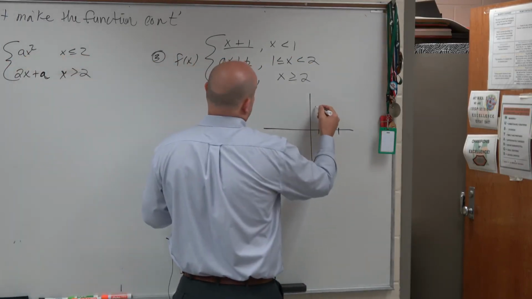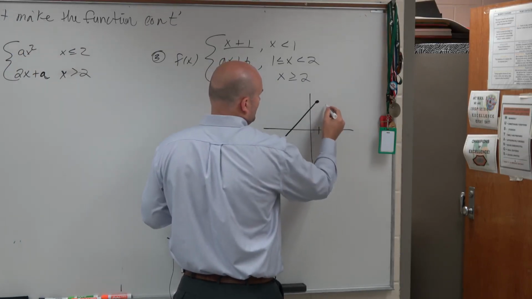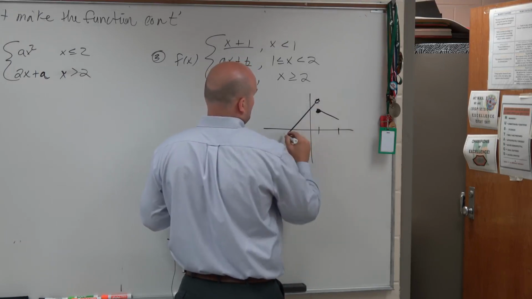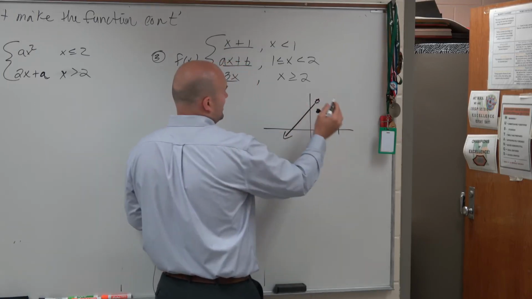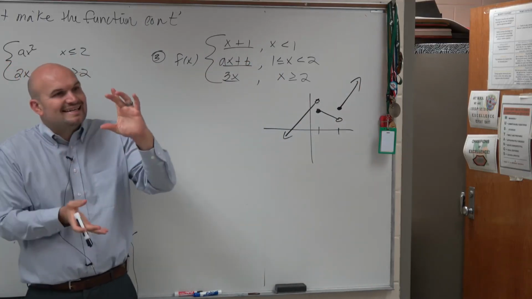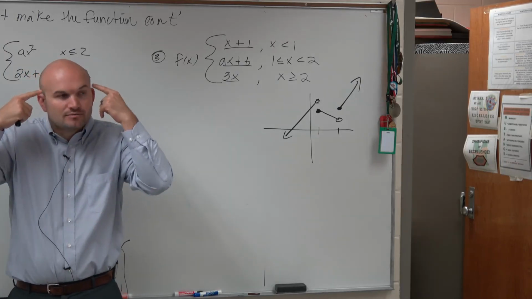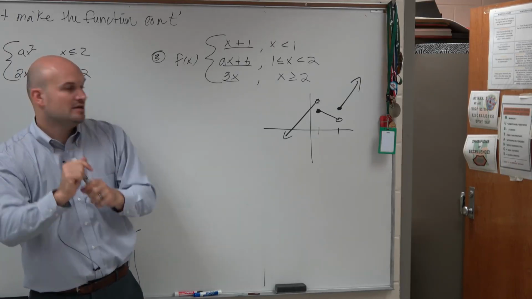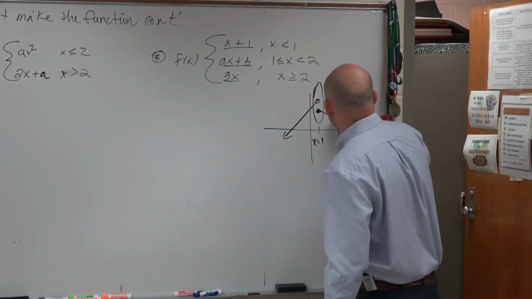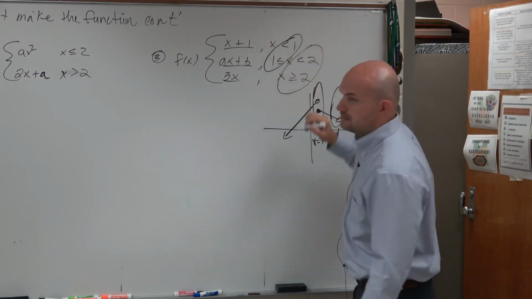So I'm just going to say here a graph looks like this. Then a graph looks like that. That's open. And that's open. And then a graph looks like this. So basically what we're trying to do is connect these three graphs so the graph is continuous. We're trying to find the values that are going to make these connections. So basically there's two values that we want to have connected at x equals 1 and at x equals 2. Do you guys see that?